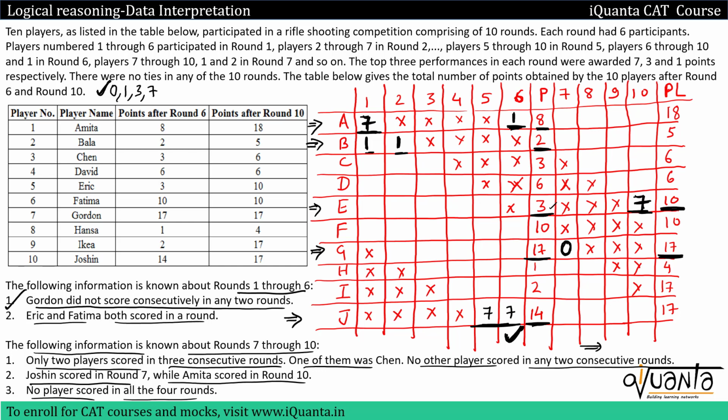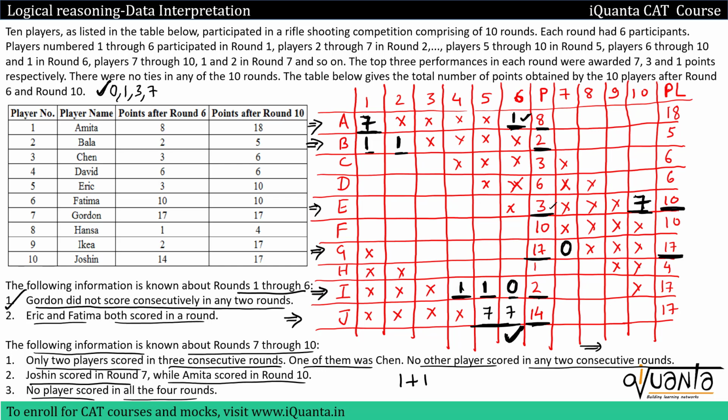Then if we come to I, he has to score 2 points till round 6 and he can score only in these 3 rounds: round 4, 5, 6. But in round 6, Amita has already scored 1 point. We know that in a round we cannot have a tie. And he is scoring 2 points till round 6. So 2 is a sum when we add 1 and 1. So 1 and 1 will be filled over here. Why not in round 6? Because in round 6 Amita has already scored 1. So we'll put a 0 over here. I hope this is also understood.